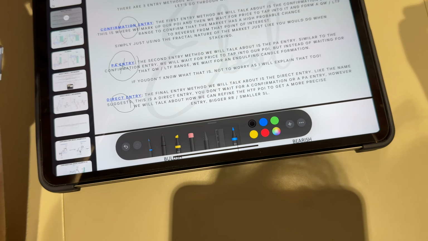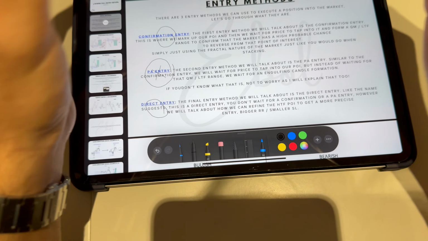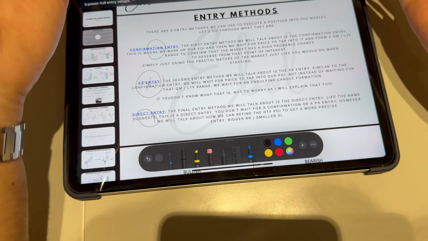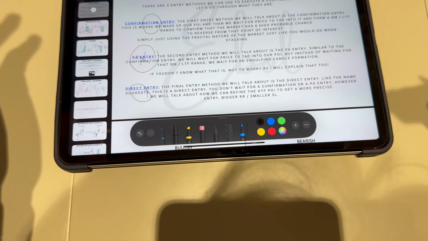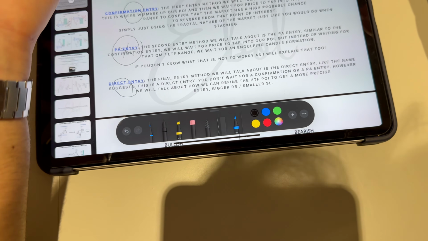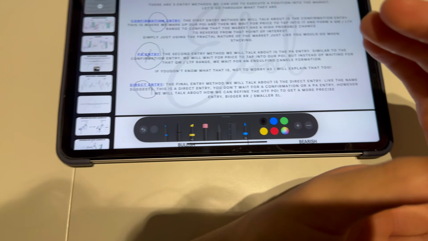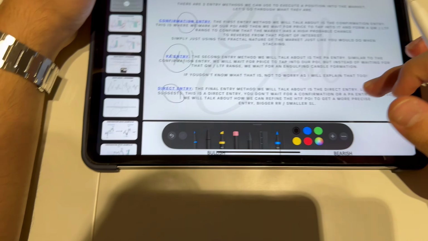However, we will talk about how you should refine the high time frame POI to have a high risk to reward on this direction tree. We can refine the high time frame POI to bigger risk to reward and smaller stop loss, as I told you. But it all depends on you.